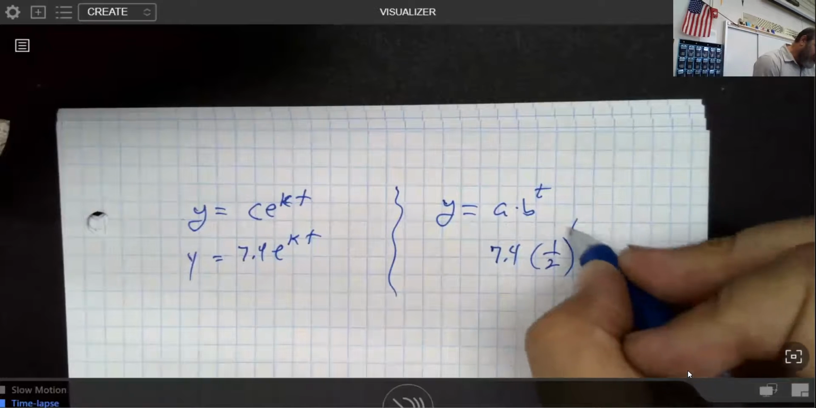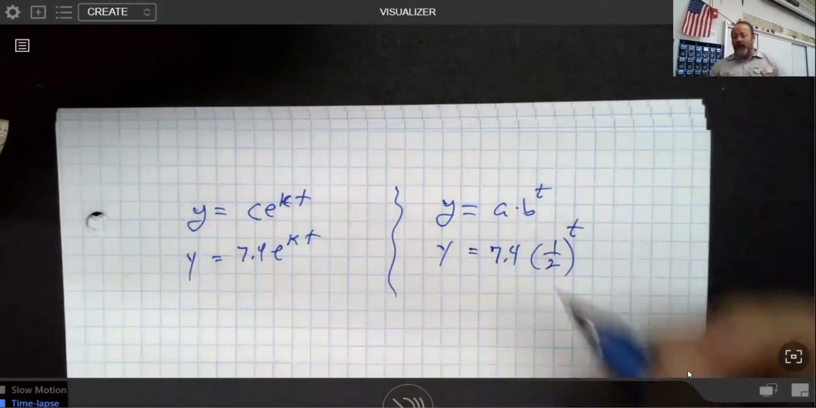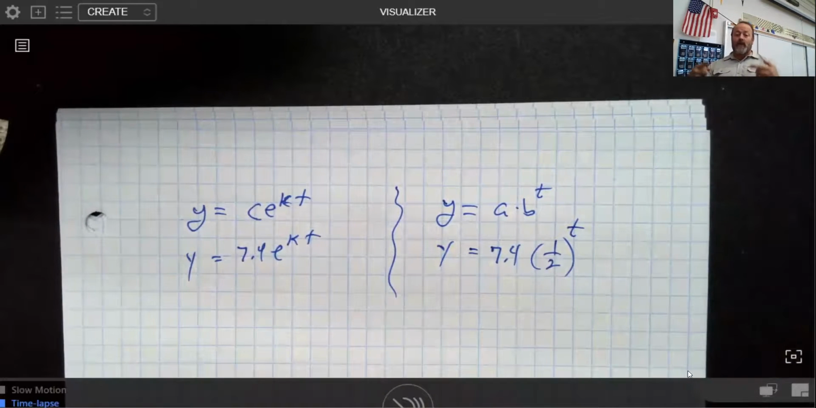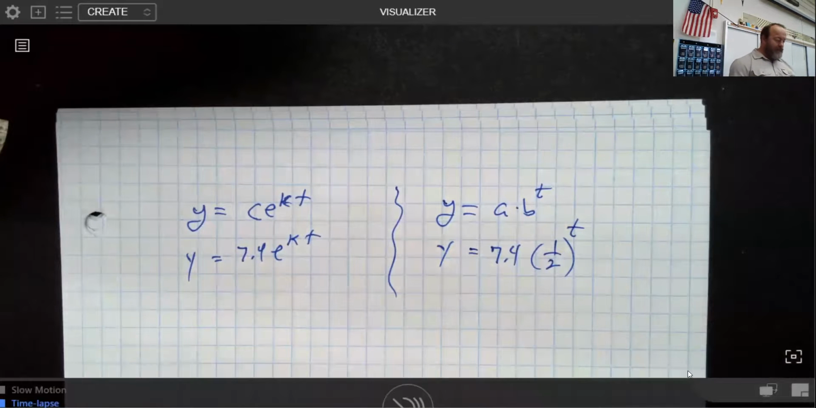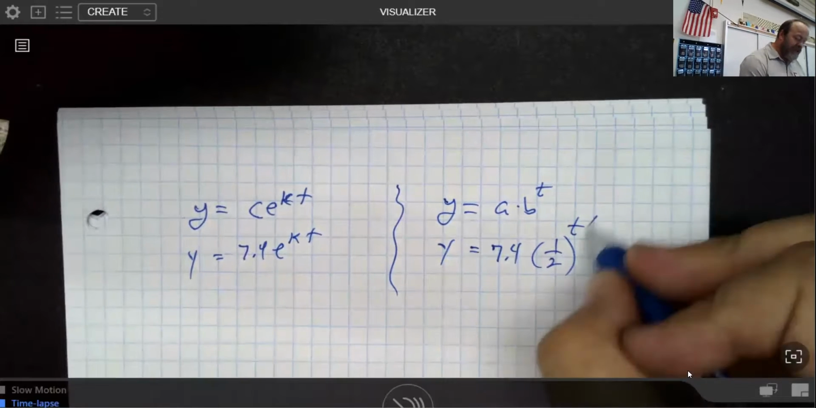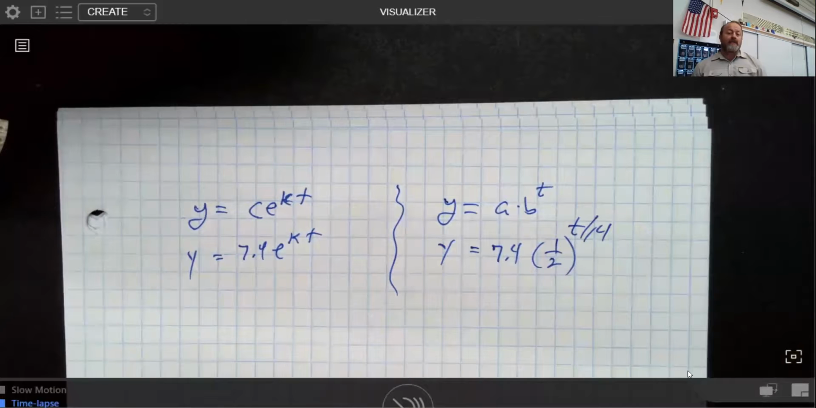Now, if we did this, half to the T, that means every time T grows by 1, every day, it cuts in half, but that's not what happened. It says it happens about every 14 days. So every time time grows by 14, on the 14th day it would be half, and on the 28th day it would have been cut in half twice. So that's kind of where our story is, and that makes it a very, very easy value.